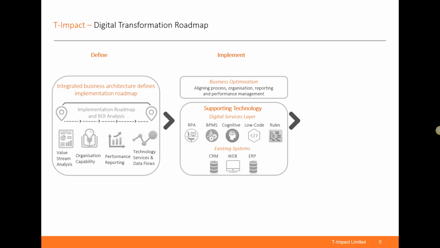During implementation, robotics is then one of the tools at your disposal to automate processes and workflow, and that's the one I'm going to be talking about today. Other technologies are suitable for different scenarios and sit in what we call the digital services layer, and these include things like business process management suites, business rules, cognitive AI, low code, and other systems like that.